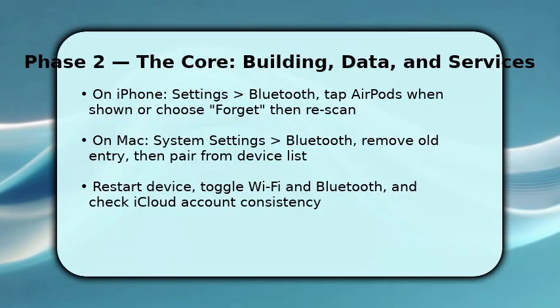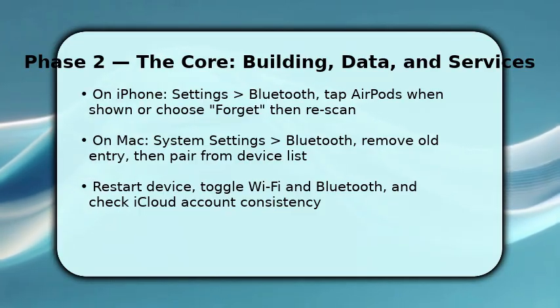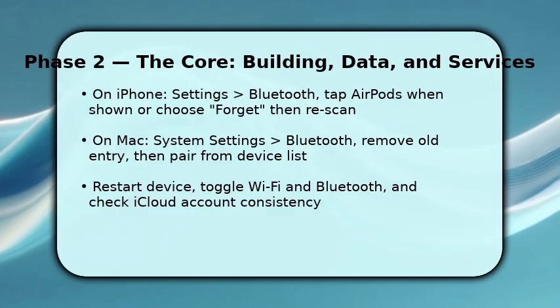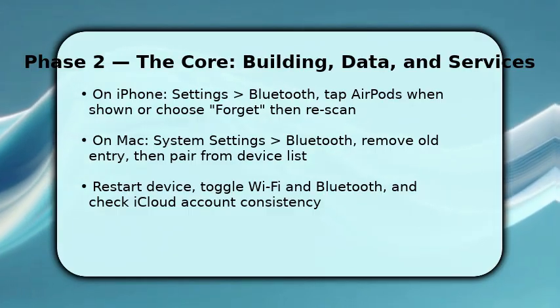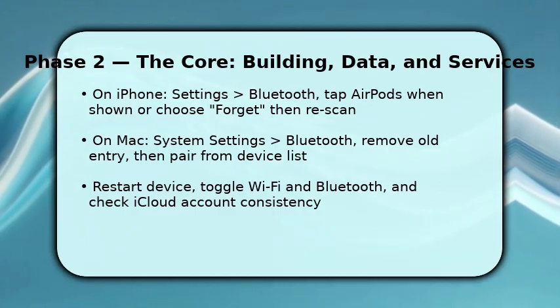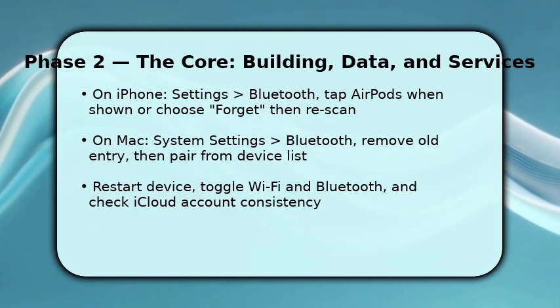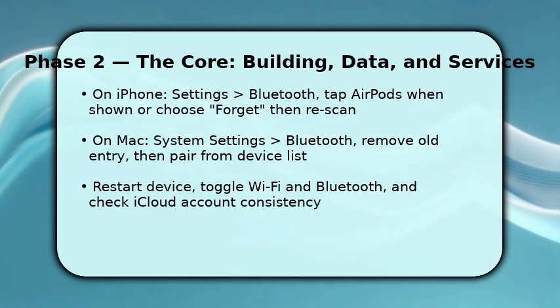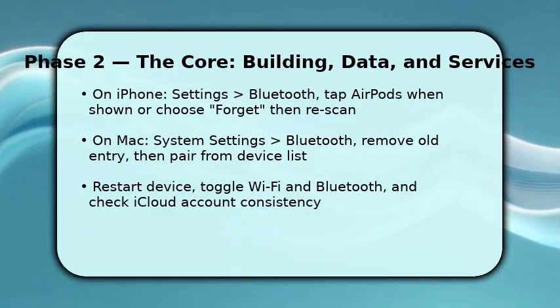Once the AirPods are discoverable, you pair them and verify network settings that can block handoff. On iPhone, open Settings, Bluetooth, and select your AirPods. If a stale entry exists, choose Forget this device, then rescan. On Mac, remove the old AirPods entry in System Settings, Bluetooth, and pair again from the list.